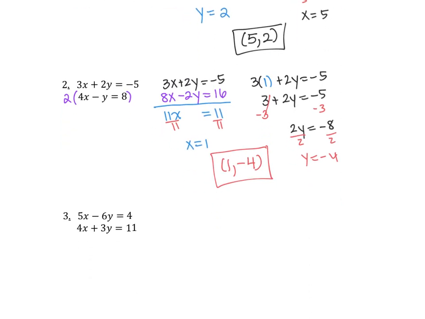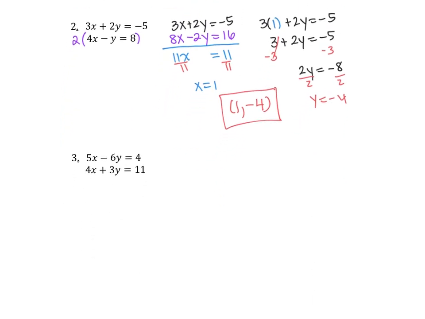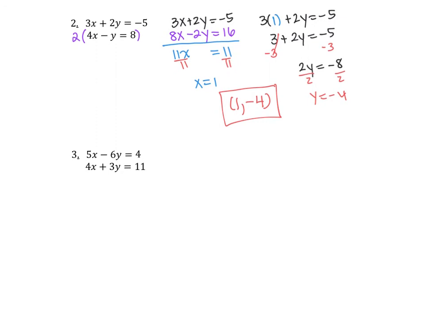Let's go ahead and keep trying these ones. It's the first step that is a tricky one. Okay, so for number 3, it says 5x minus 6y equals 4, 4x plus 3y equals 11. Okay, they are lined up, the x's, the y's, the equal, and the constants, but this doesn't cancel and this doesn't cancel, so I want to try to make them cancel.